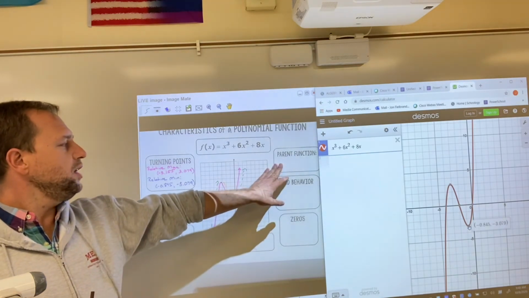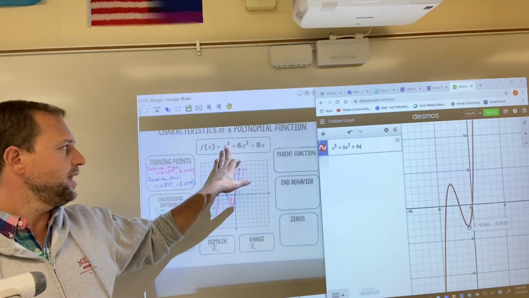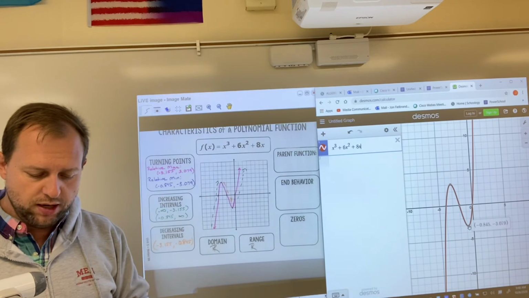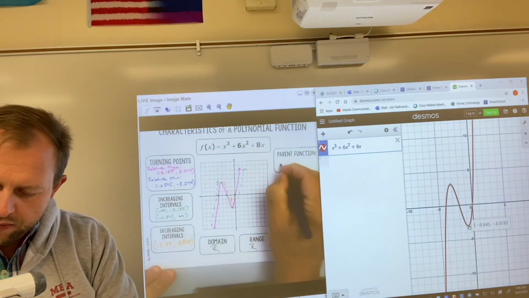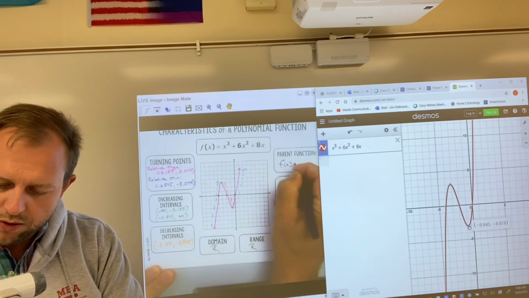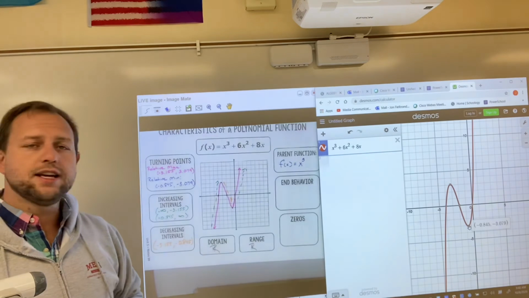Parent function is just what is the highest power we got going here. In this case, it's x cubed. So our parent function in function notation, f of x equals x cubed. That is our highest power of the function.